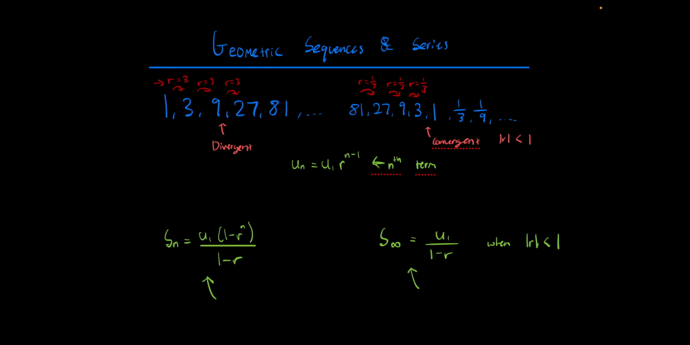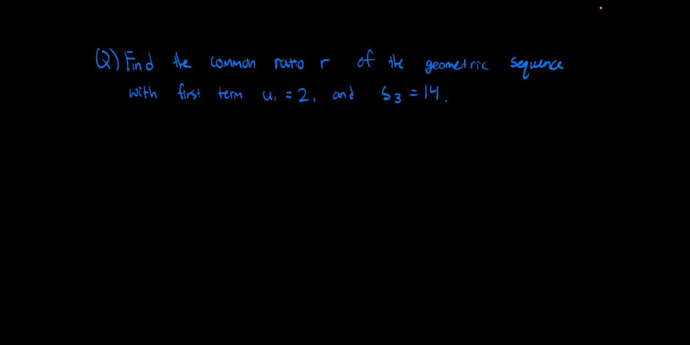of a geometric sequence. And this only applies to convergent series, because if it's divergent, the sum to infinity is always just going to be plus or minus infinity, so we don't care about that. But for convergent series, s infinity is actually going to be a finite number L, so that is only applicable for convergent series. So let's try out this problem here.